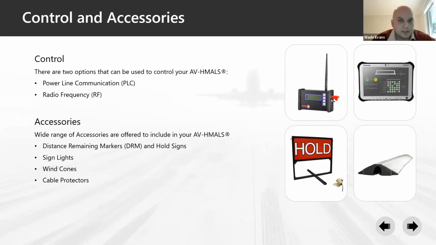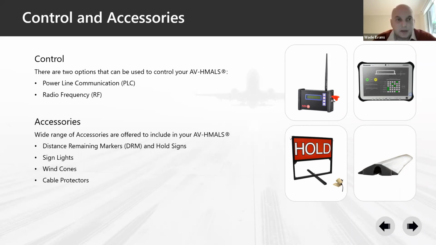So moving on to controls and accessories. Obviously, I've spoken about the individual products that make up the HMALS system, but they're all rounded out with a bunch of accessories as well as communication systems that allow it to all work in concert. Control is absolutely critical for the AV-HMALS product range. It allows for that single point of control and command that allows the airfield to be utilised in multiple different applications and use cases, and can meet the needs of that specific deployment as and when required.